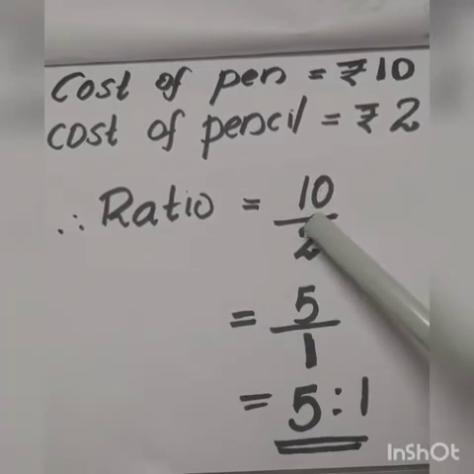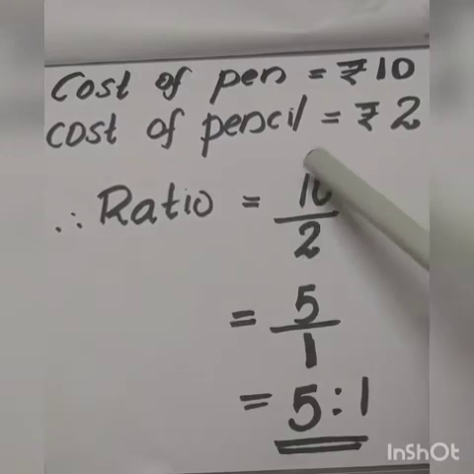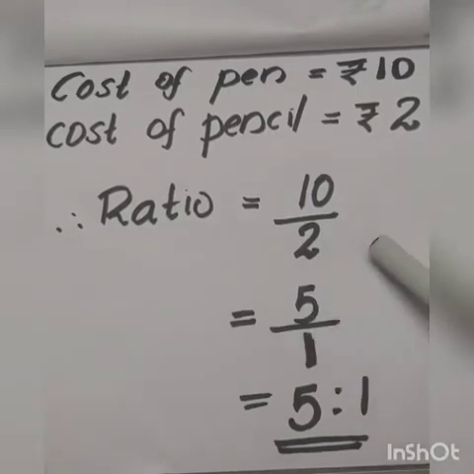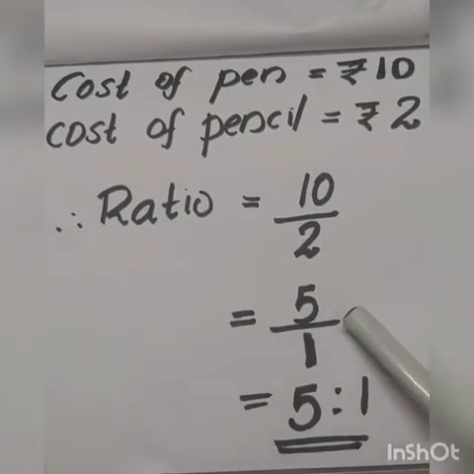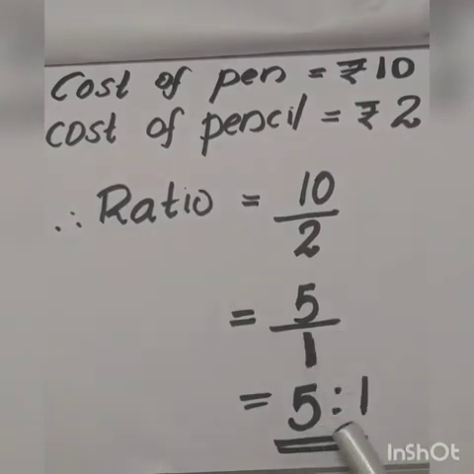Finding the common factor between 10 and 2. That is, 2 is the common factor. Dividing throughout by 2: 10 divided by 2 is 5, 2 divided by 2 is 1. So what is the ratio we are getting? 5 by 1, or in other words 5:1.